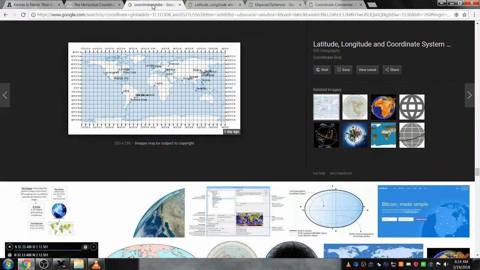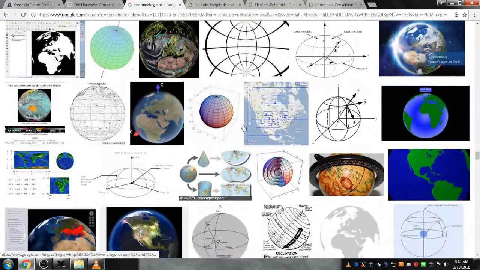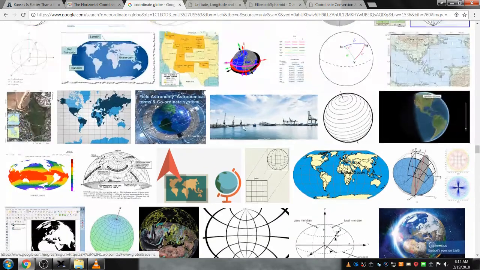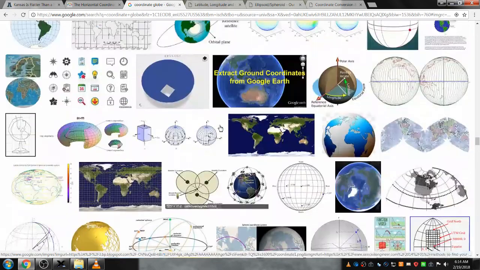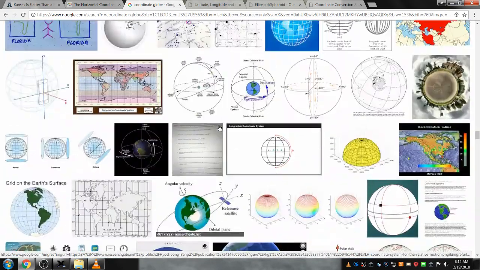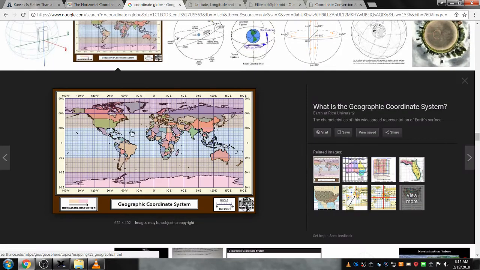So I start thinking that through, and I start pondering that, and I'm looking at these globe models for longitude and latitude, and it strikes me as odd that I find these charts like this, geographic coordinate system. It's got Antarctica clear across. North Pole's right here somewhere. South Pole's right down here somewhere. So I'm getting a little bit more confused.